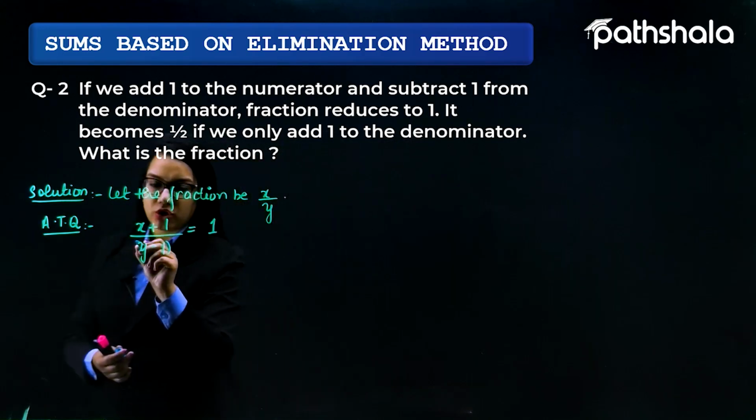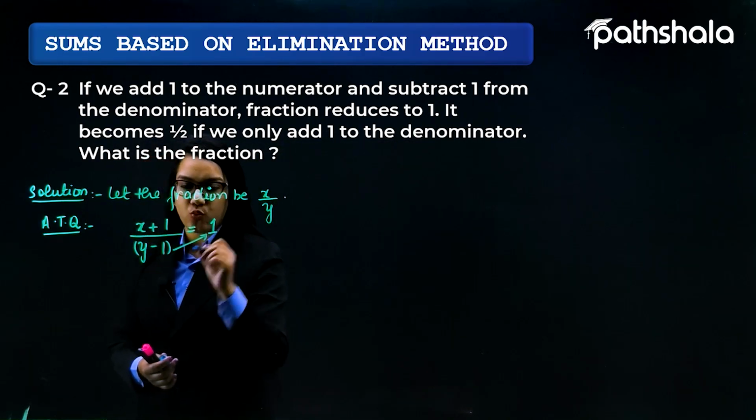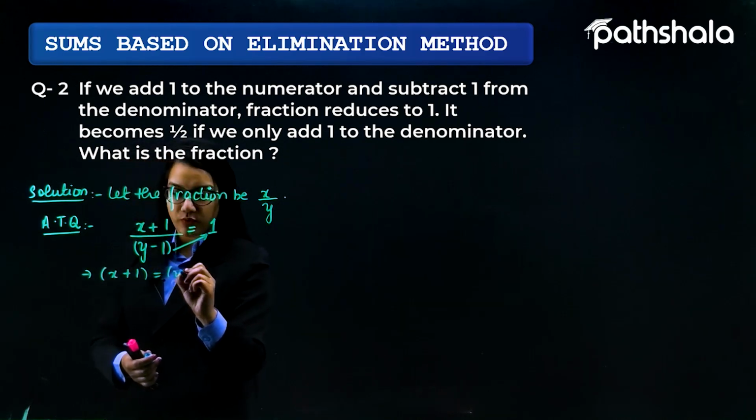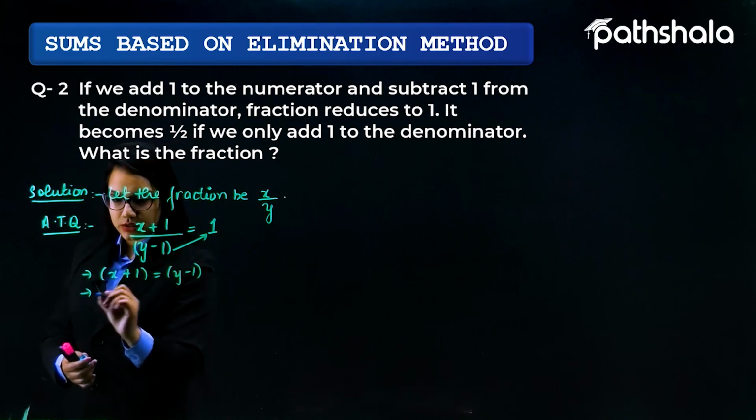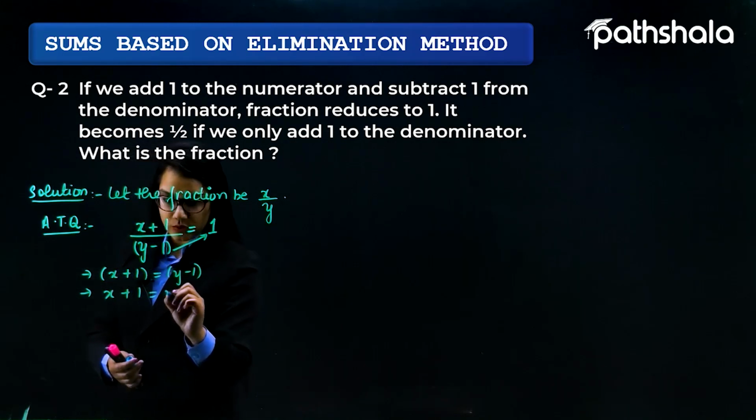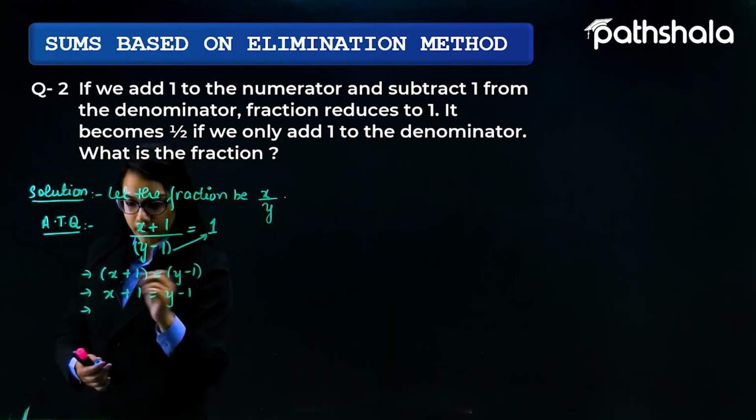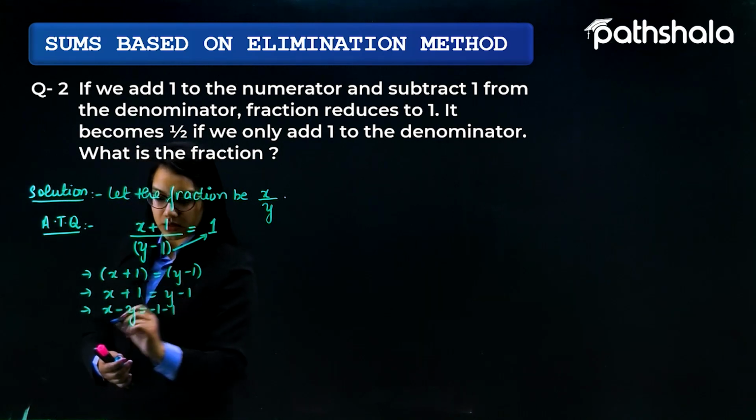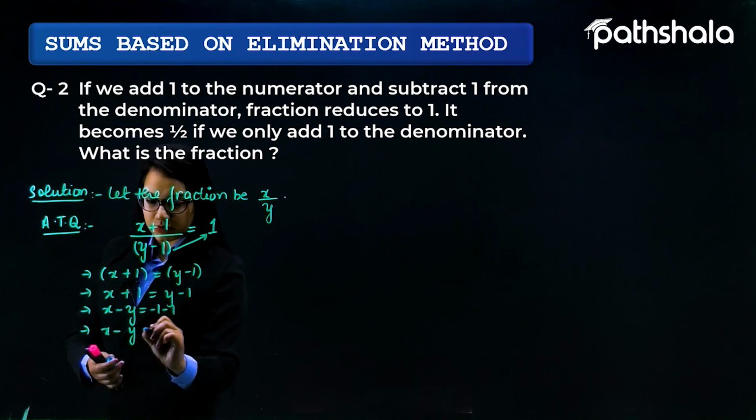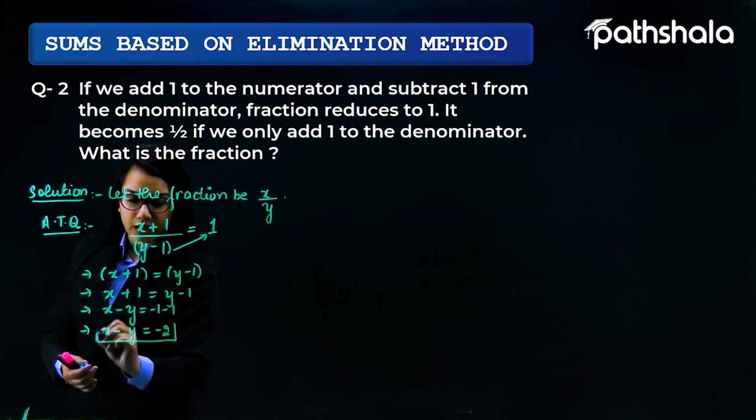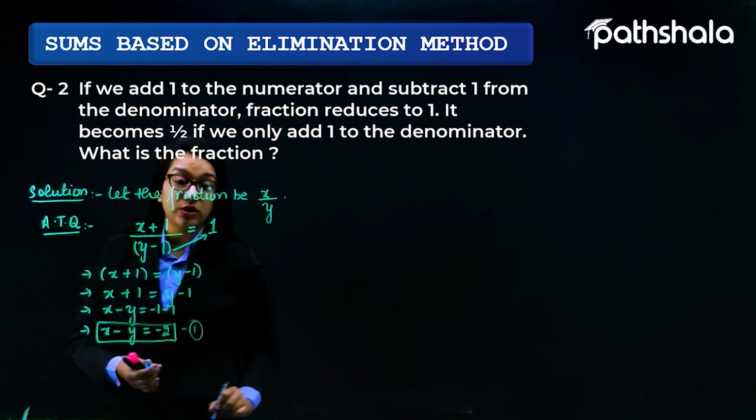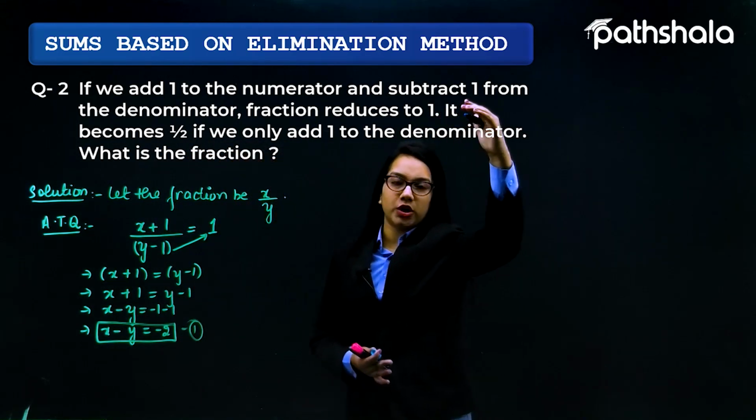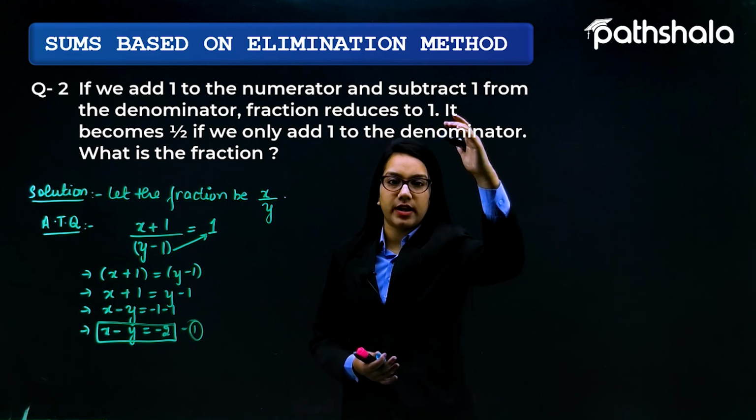Let me take this towards 1. So this would be of the form x plus 1 which is equal to y minus 1. Let's take y to the other side. x minus y is equal to minus 1 minus 1. So the equation is x minus y is equal to minus 2. This is the very first equation that I am getting from the first section of the question. Now let's move on to the other condition that is given.